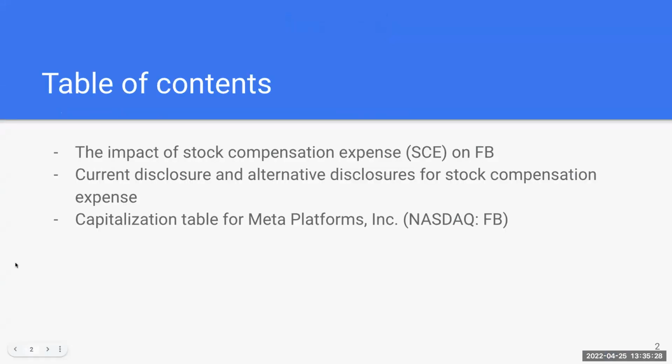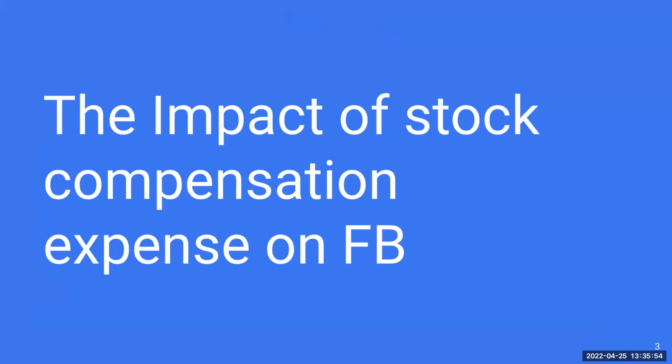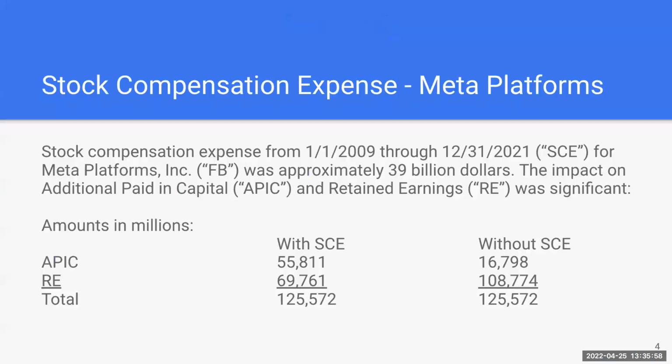So what I was asked to do for this project, this last part of the group project, is to talk about the impact of stock compensation expense, or SCE, on Facebook, the current disclosure and alternative disclosures for stock compensation expense, a capitalization table for Meta platforms, which is traded on NASDAQ under FB, which is their old company name, or Facebook. So let's first talk about the impact of stock compensation expense on Meta platforms.